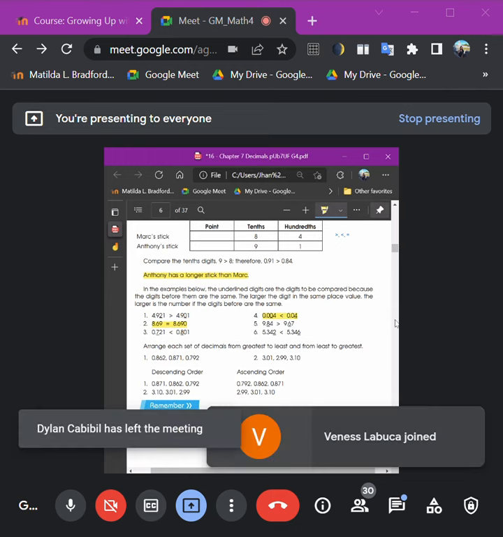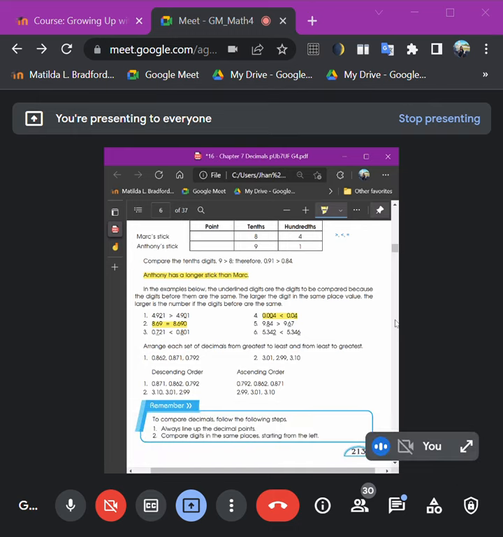Okay, very good. Now, class, you already know how to compare our decimals. This time, we are going to arrange them, or we are going to order them. Okay? If we are going to arrange decimals, class, it can be from greatest to least, or it can also be from least to greatest.